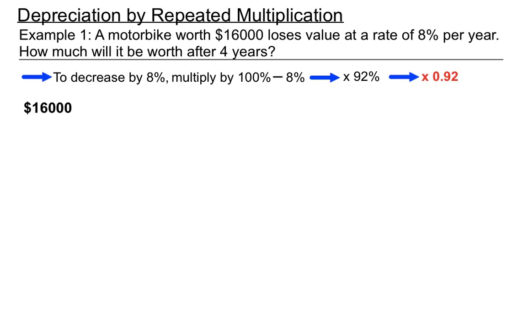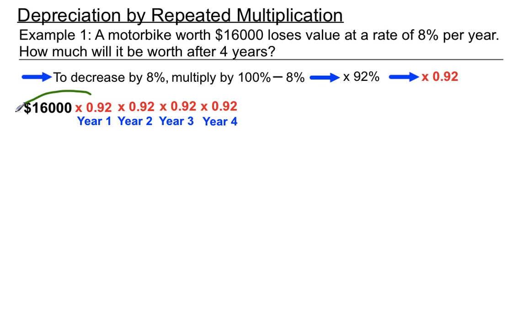We'll take our $16,000 from the example and multiply it in the first year by 0.92. That will be a smaller amount, and then we'll take that answer and in the second year multiply it by another 0.92, so it'll get even smaller, and then multiply it in the third year by 0.92 and in the fourth year by 0.92. So we get a smaller amount after 1 year, reduced by 8%, and then that smaller amount is reduced by 8% again each subsequent year.